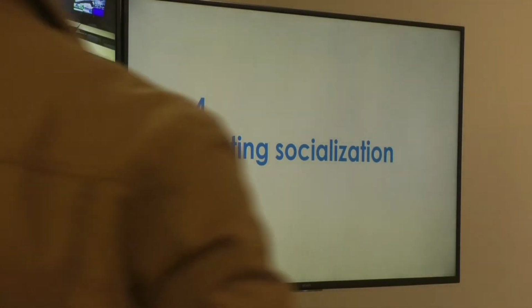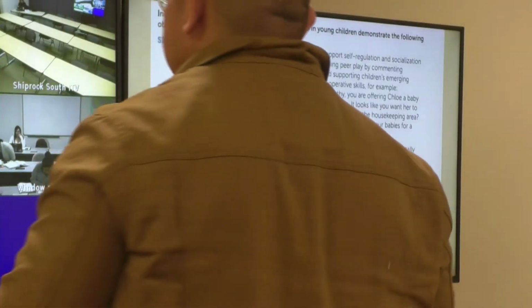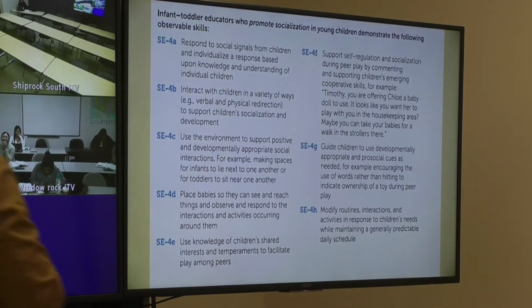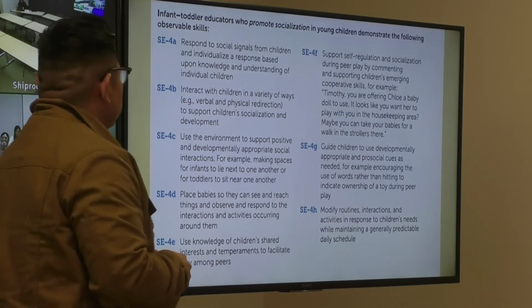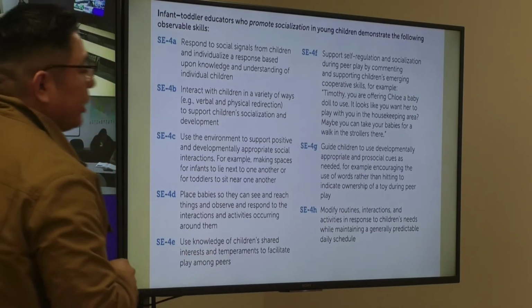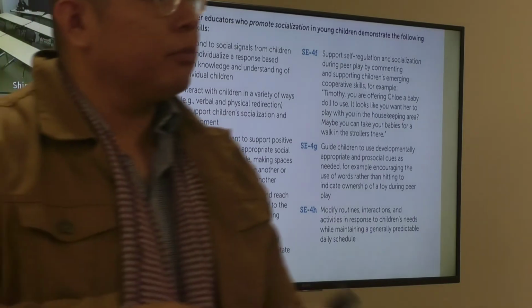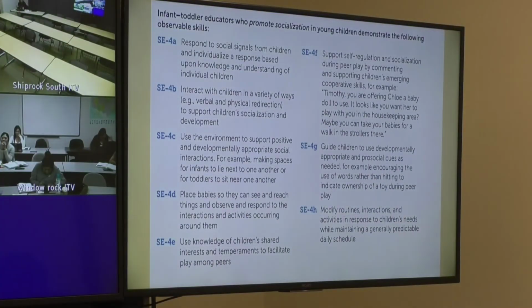So now, promoting socialization. Respond to social cues from children and individual response based upon knowledge. Number 4B, interact with children in a variety of ways, verbal and physical interactions, and redirection. So redirection, what is redirection? Who knows what redirection is? Probably go over that direction again.